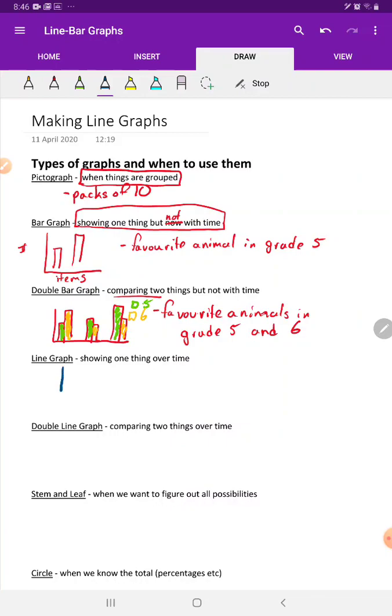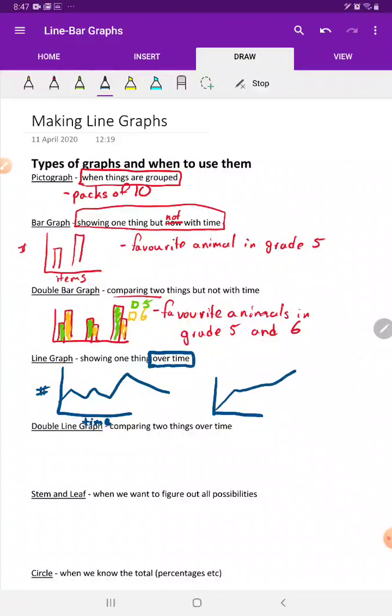Okay, a line graph is showing one thing over time, and it shows a line, maybe something like that, okay? But the key point here is that it is over time. This is something I can't emphasize enough. This part down here, this is a time factor. And then this is a number factor, okay? So really important. Now you can also have a line graph that looks like this, for example, but they're all line graphs. It's always time, and then your number on the side, okay?